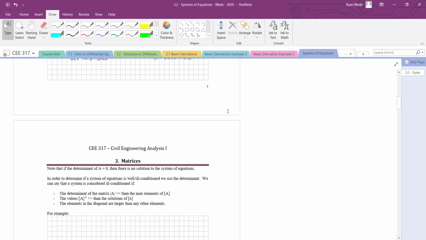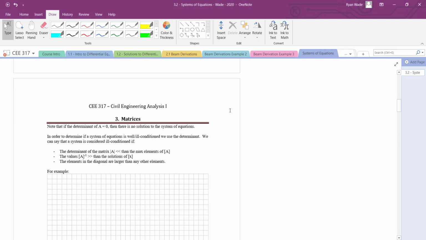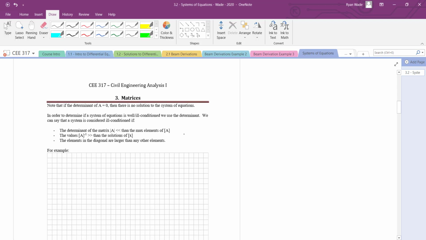How we determine whether a system is well-conditioned or ill-conditioned is using the determinant. So, a couple of conditions. We have these three conditions. The first says the determinant of the matrix is much smaller than any of the maximum elements in the coefficient matrix, or A matrix.